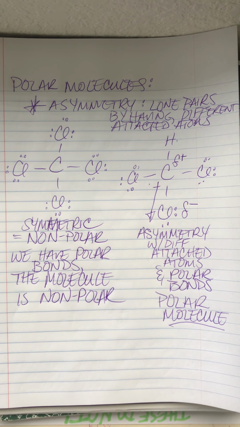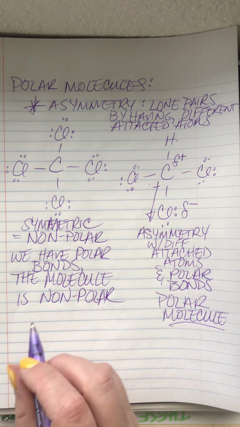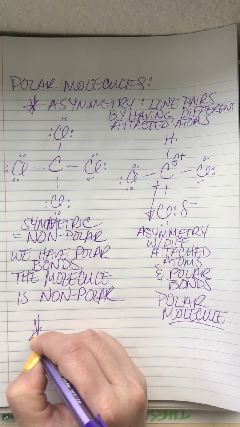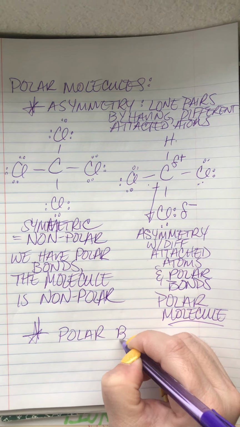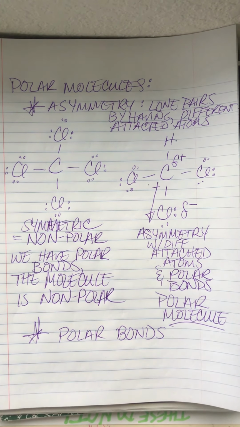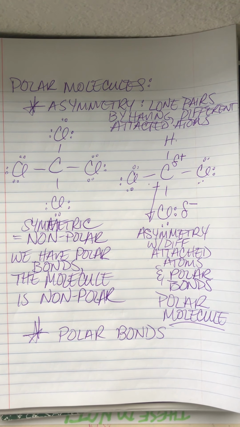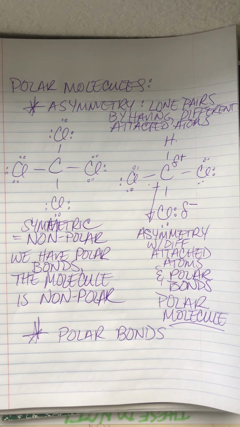Yeah, cool. So we said asymmetry, right? And polar bonds, right? So if you don't have any polar bonds to start, then there's no way you can have a polar molecule, right? Does everybody remember the two ways that you can have a nonpolar bond? This is going to be important.